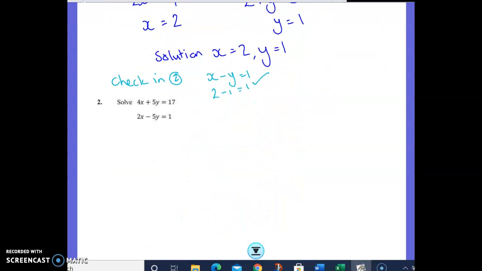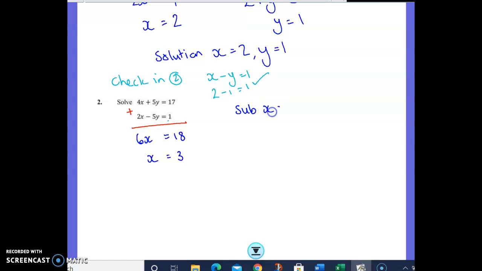Okay, let's try the next one. 4x plus 5y equals 17 and 2x minus 5y equals 1. Again, look at this bit here in the middle. You've got plus 5y, minus 5y. So if I add these two equations together, they're going to cancel out. So 4x add 2x, 6x. 5y add minus 5y, that cancels out. That's what we want. 17 add 1 is 18. If 6x is 18, then x is 3.